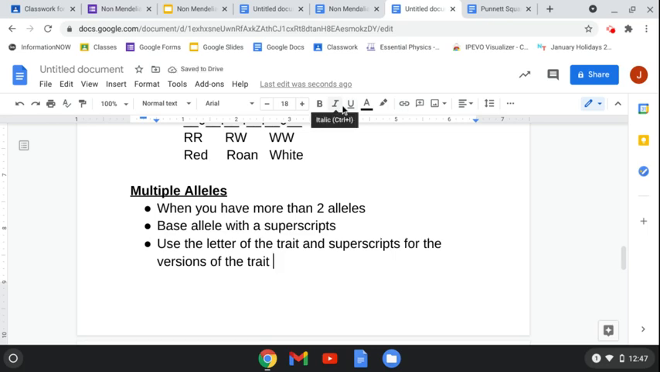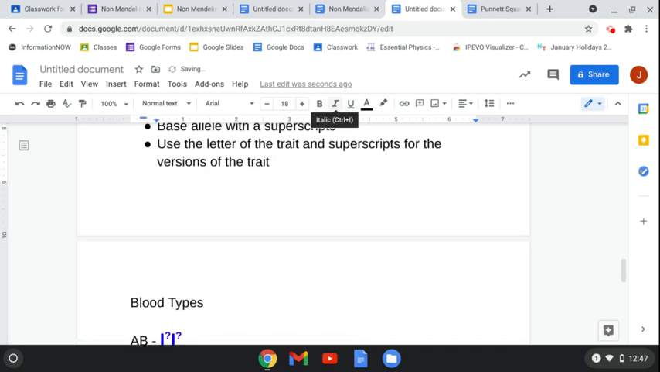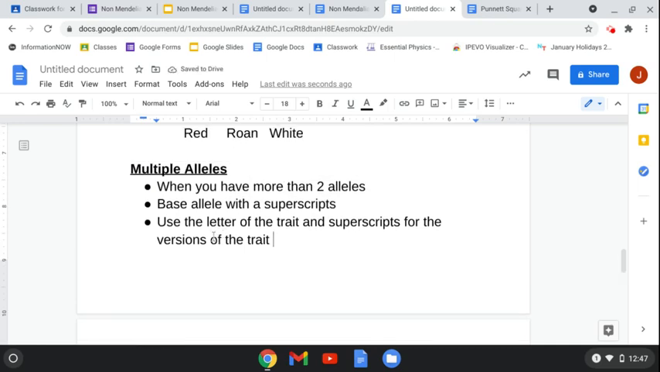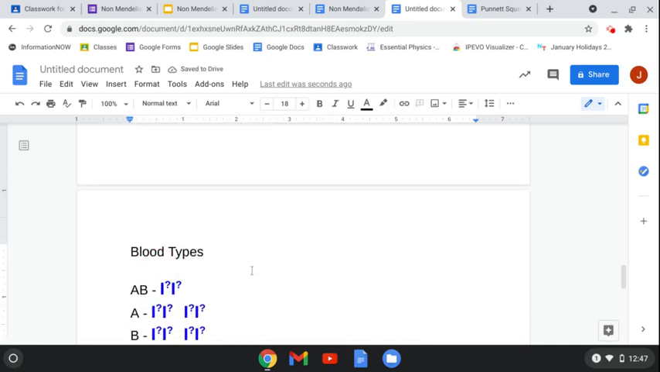There's an example in humans of multiple alleles as our inheritance, and that is blood types. Our blood types are actually codominant, which means we have two dominant blood types, and sometimes they can both show up in an individual. These two dominant blood types are A and B type blood. So they're both dominant.